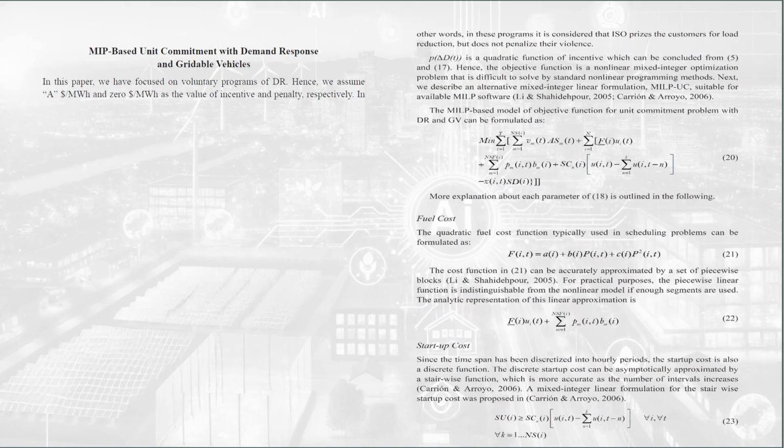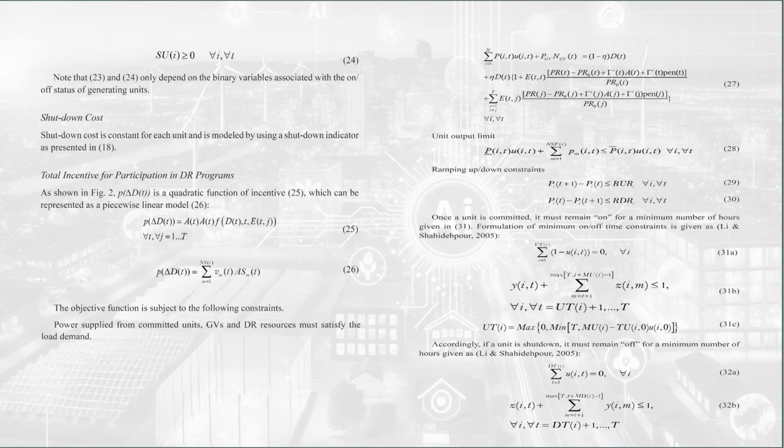their increase. The objective function is quadratic with respect to the incentive, which gives rise to a mixed nonlinear optimization problem, MNLP, which in 2014 was very complicated to solve using standard nonlinear programming methods, but which today is a manageable problem. The formulation of the MNLP-based model of UC with DR and GV has the following components.